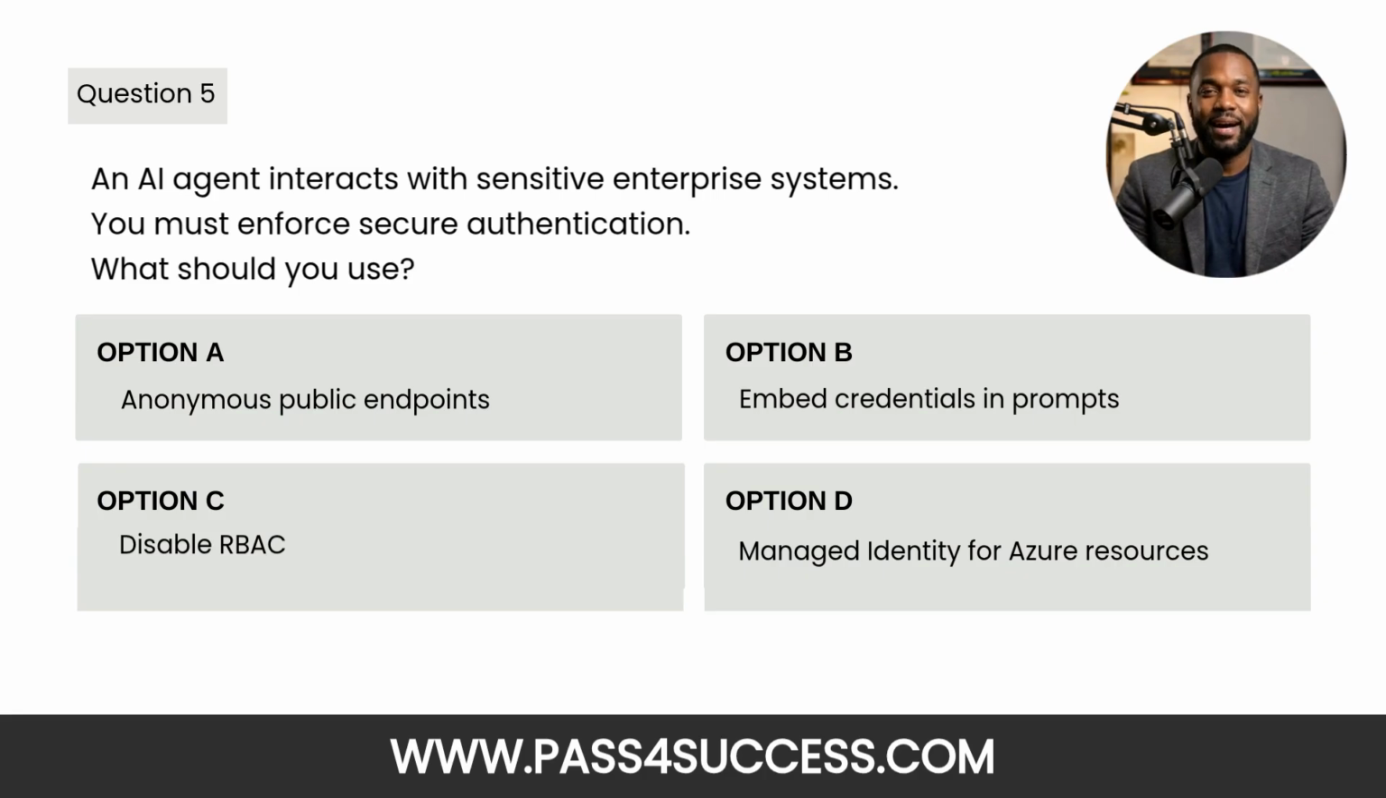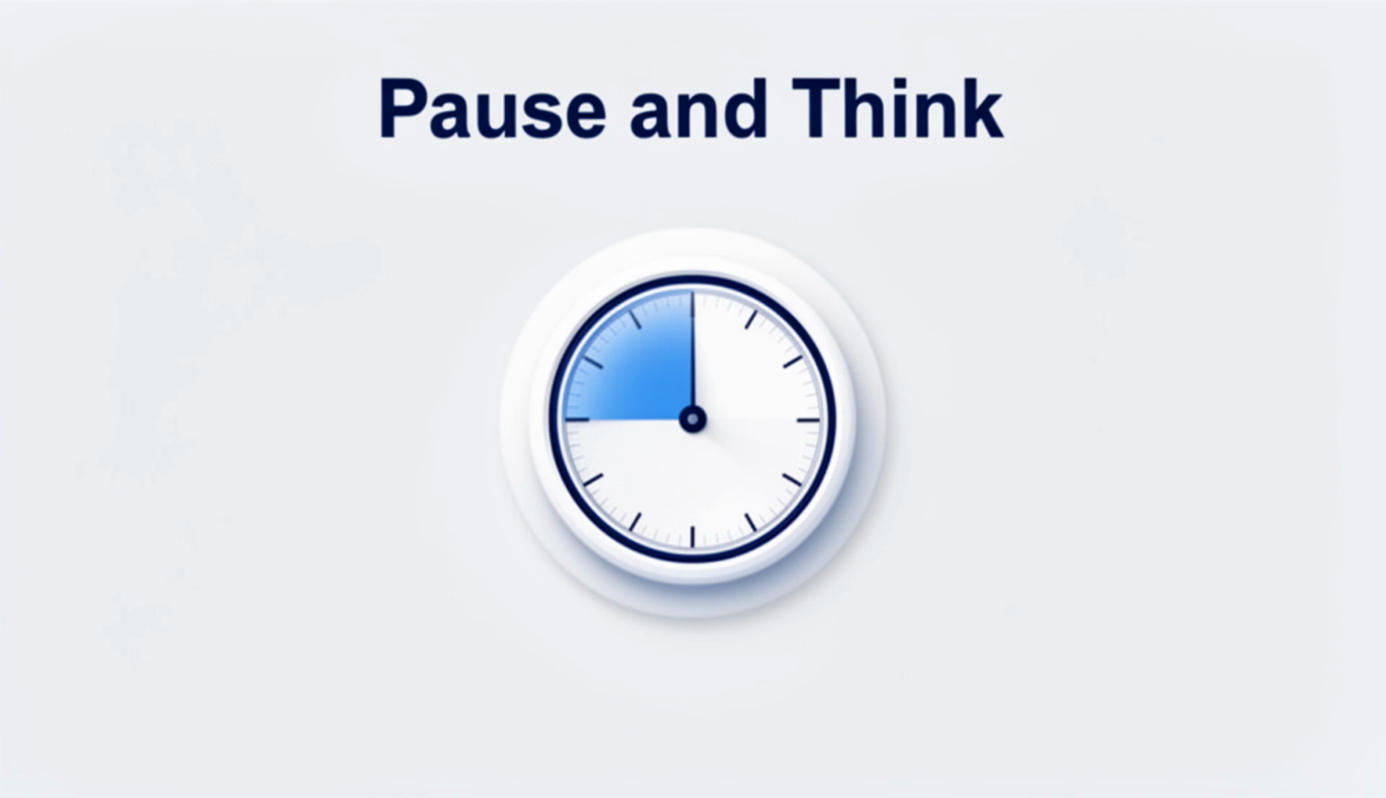Question 5. An AI agent interacts with sensitive enterprise systems. You must enforce secure authentication. What should you use? A. Anonymous public endpoints. B. Embed credentials in prompts. C. Disable RBAC. D. Managed identity for Azure resources. Pause for 5 seconds.